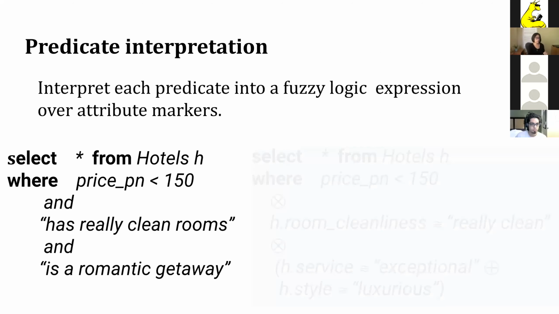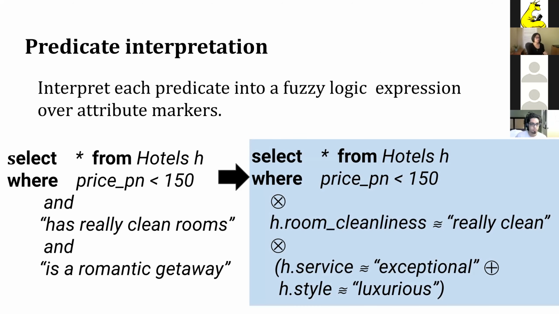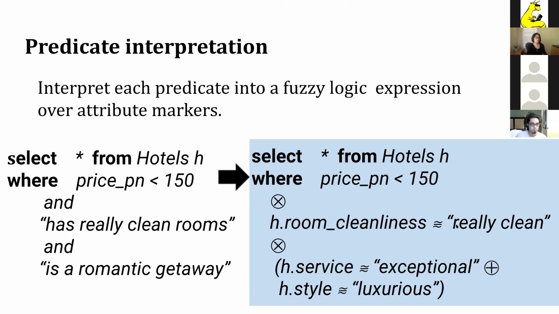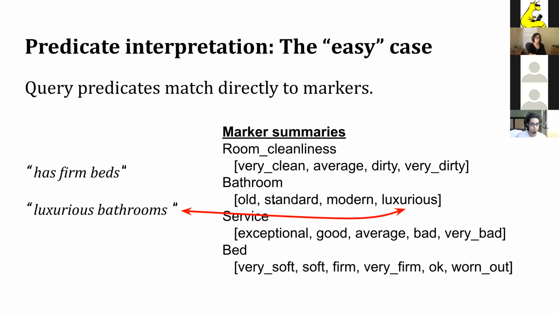Just a big picture here. What we want to achieve is the blue part shown here, where the subjective predicates on the left are interpreted into markers of marker summary. And I use this funny symbol here to mean a conjunction in a fuzzy sense. I'll explain this in a little bit. So how do we do predicate interpretation?